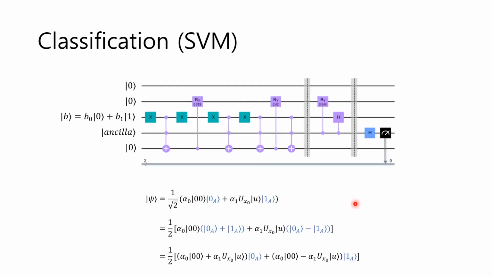What we're going to do is apply a Hadamard gate on the ancillary qubit. And as you can see, it changes the ancillary qubit to plus states and minus states. And naively speaking, it starts to mix each quantum state like this.